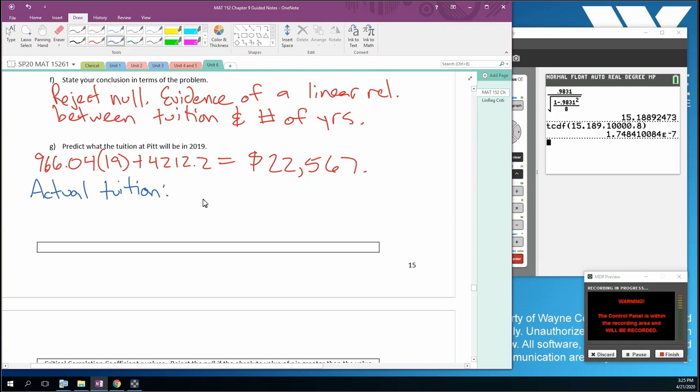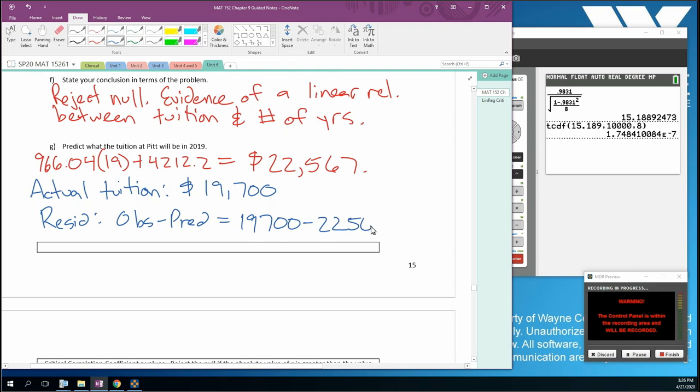Now, according to what I'm reading, the actual tuition, it's not on the list, the actual tuition in 2019 was $19,700. So I would ask for a residual, which is observed minus the predicted, 19,700 minus 22,567. And the residual is going to be negative $2,867. That's what we're going to get for the residual.